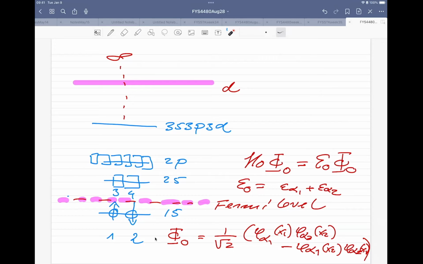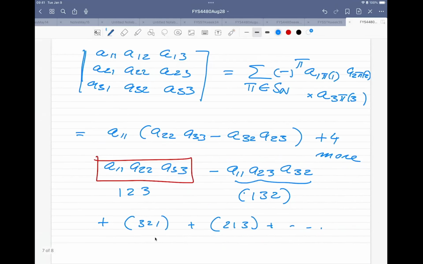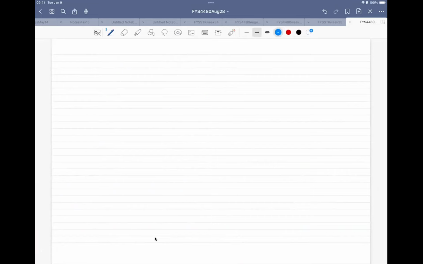Now, to do so, we need to introduce a new character in the play here. And this is the anti-symmetrization operator. So if you now look back at this Leibniz representation of a Slater determinant, you can actually rewrite this in terms of a permutation operator, where we define an operator now, which I'm going to call the anti-symmetrization operator.